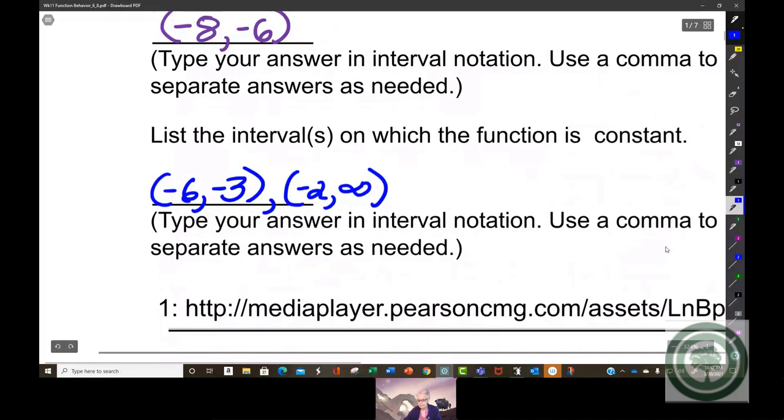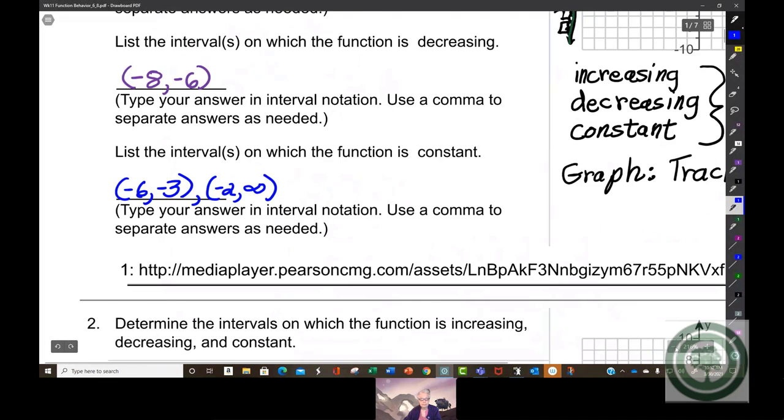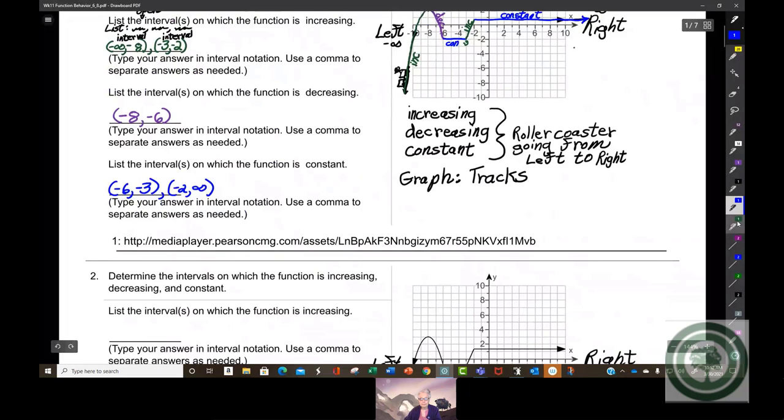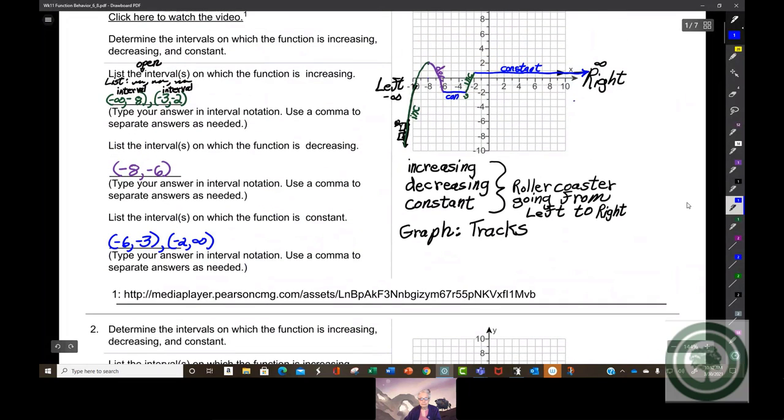That's how you do it. And there's a whole picture of it.